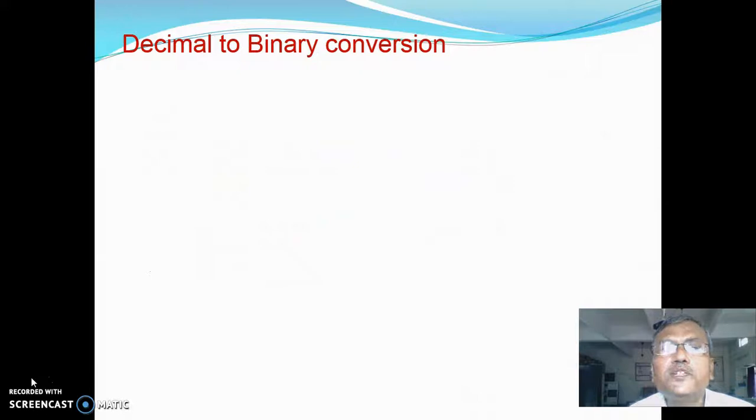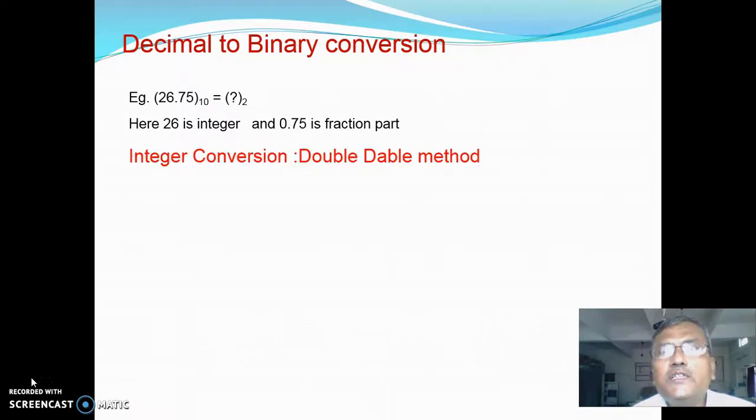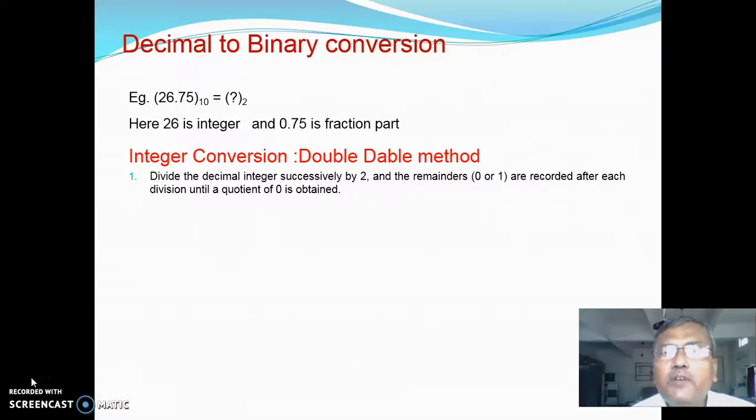Now let us consider first the decimal to binary conversion. We take a simple number, 26.75 to the base 10. Then what is it to the base 2? This consists of 26 as the integer part and 0.75 as the fractional part. Now we want to convert the integer part into binary. It has some rules. We divide the decimal integer by 2 and record the remainders. We record the remainder every time till the quotient becomes 0. Then we collect all these remainders in reverse order, that is from bottom to top.